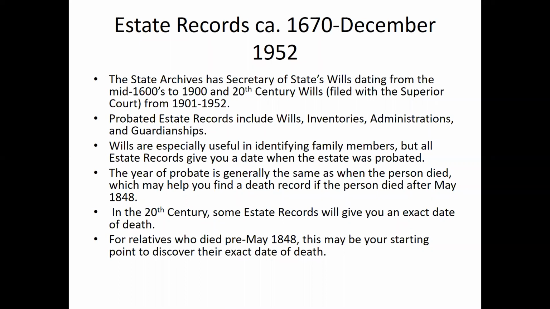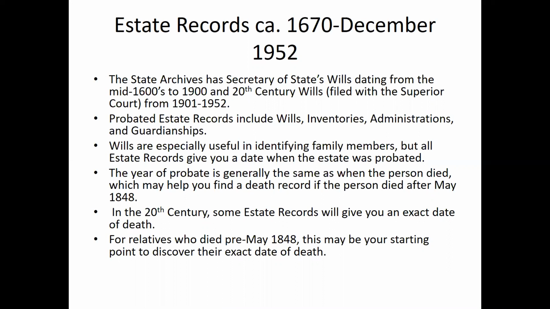These are split into two separate collections, the wills, or the estate records, I should say, because not every estate record has a will included with it. The wills and estates that were filed with the Secretary of State's office, which date from the colonial era up to 1900, and then the wills that were filed with the Superior Court from 1901 to 1952. Estate records include documents such as wills, inventories, administrations, and guardianships.